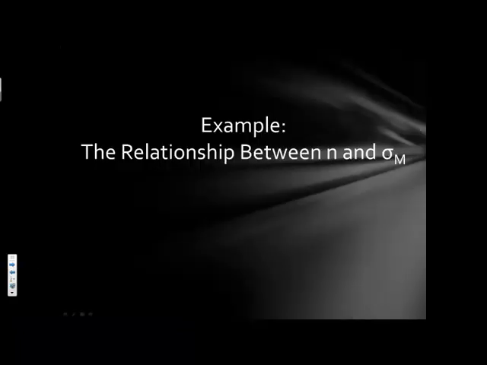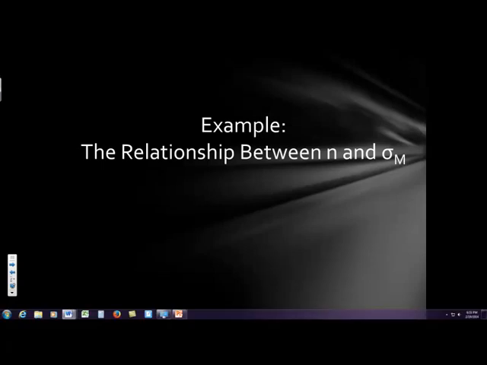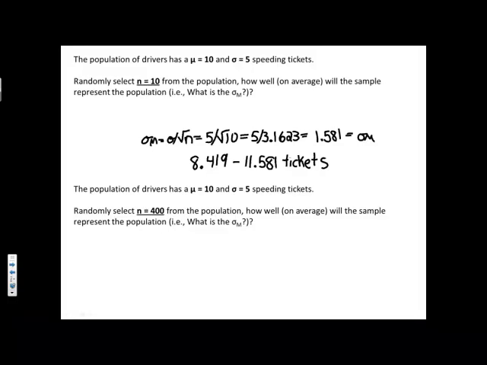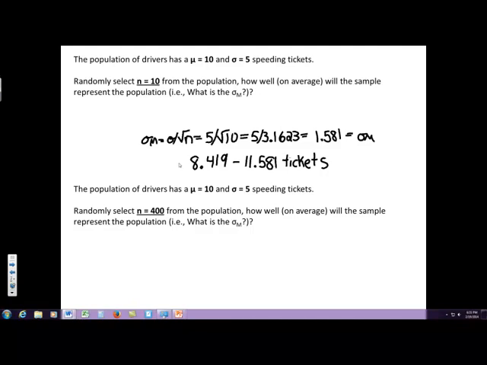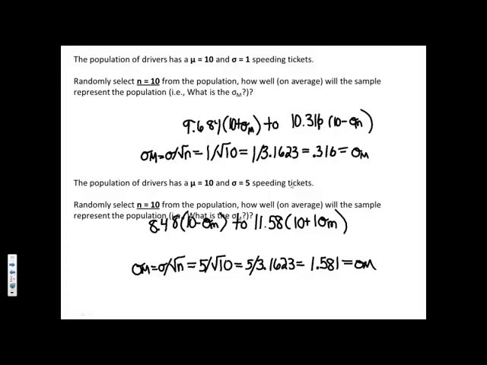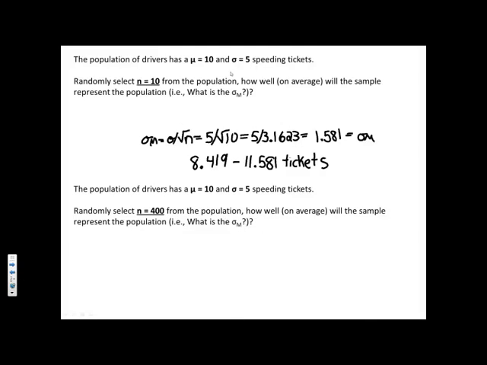Now let's look at an example of the relationship between the sample size and the standard error. All right, so this first one is identical to the one that we just did. This guy right here. Population mean of 10, standard deviation of 5, and we're randomly selecting 10 from the population of drivers. Well, now let's see what happens to this standard error when we have a much larger sample size.